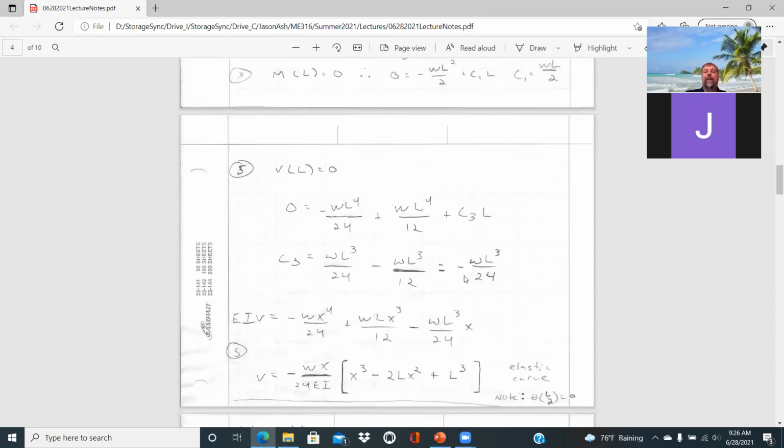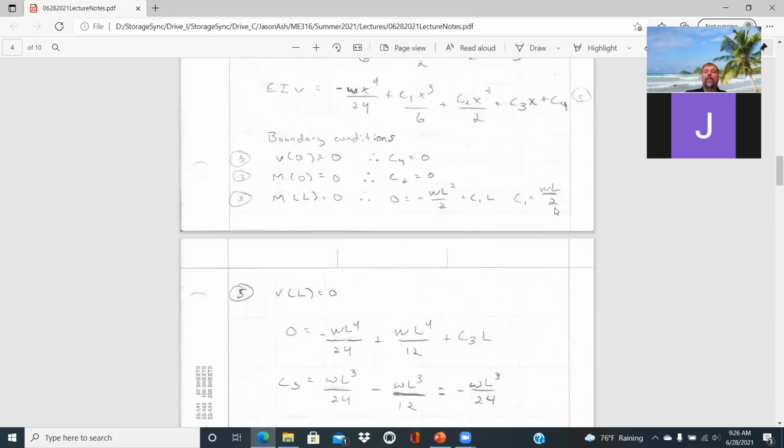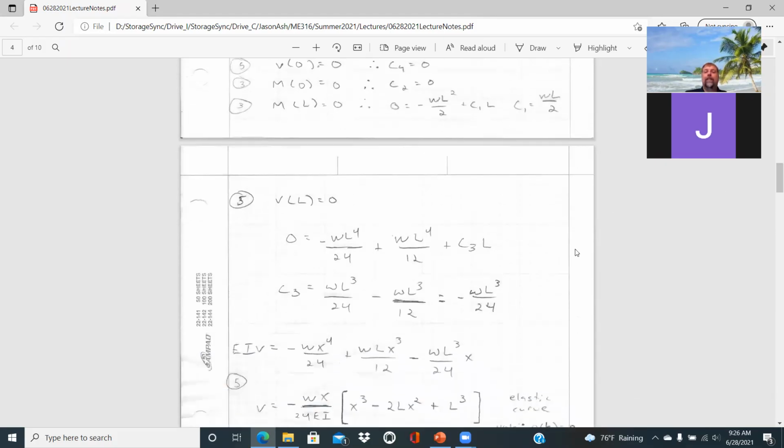Just doing the algebra on that, we end up with a minus WL cubed over 24. And so we then end up with our two constants of integration that are non-zero, C1 being WL over 2, and C3 being minus WL cubed over 24.